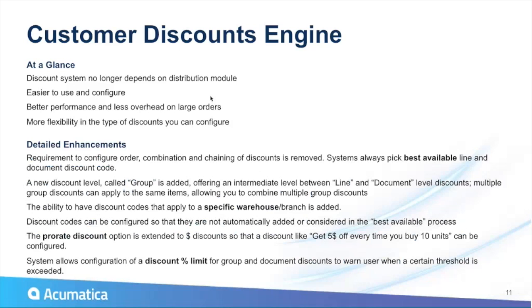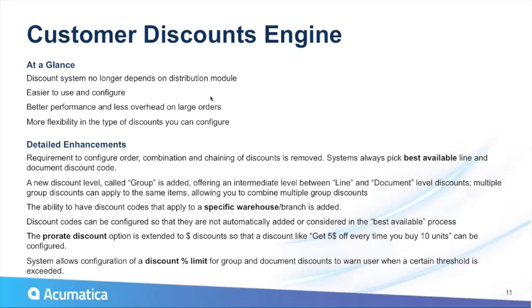So first of all, by default, the system will now pick the best available line and document discounts. Previously, you had to go to sales order preferences and set a complex discount sequence and chaining configuration. So many times customers would forget to go there, and they would then wonder why their discounts are not calculated. So now, as soon as you've created a discount code and enabled it, the system will consider it when you add a new sales order, and the system will pick the best available one.